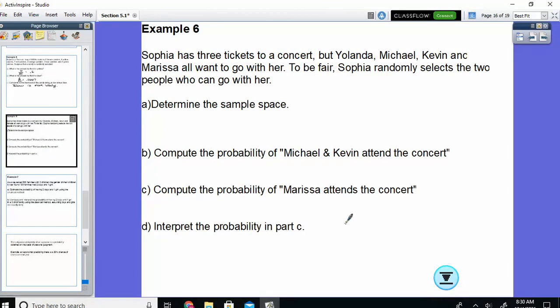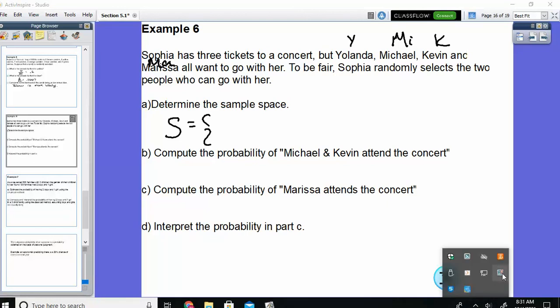Just a couple more examples. Sophia has 3 tickets to a concert, but Yolanda, Michael, Kevin, and Marissa all want to go with her. To be fair, Sophia randomly selects 2 people who can go with her, so determine the sample space. Why don't you guys try this on your own? On the sample space, so you're listing the people, you can just use like Y, what should we call it? Michael, M-I, Kevin, K, Marissa, let's do M-A. So list your possible outcomes.